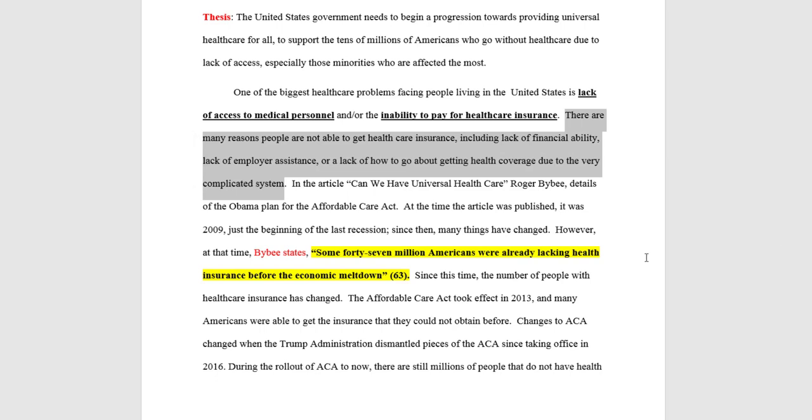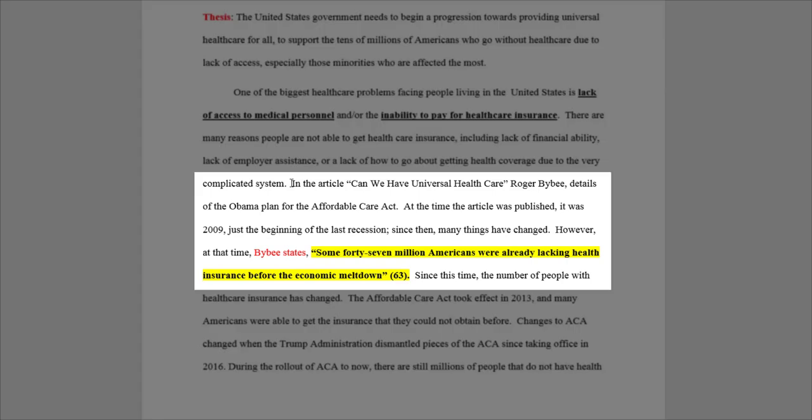Now the student brings in the research. In the article, Can We Have Universal Health Care? Roger Bybee details the Obama plan for the Affordable Care Act. At the time the article was published, it was 2009, just the beginning of the last recession. Since then, many things have changed. However, at the time, Bybee states, quote, some 47 million Americans were already lacking health insurance before the economic meltdown.